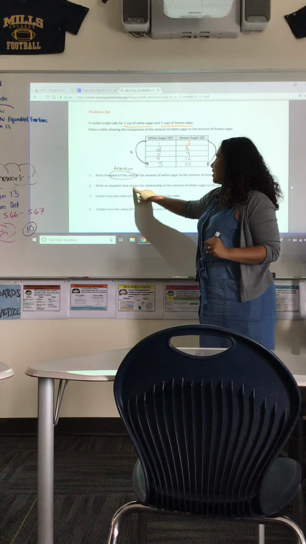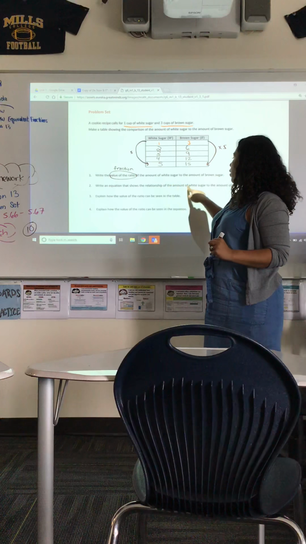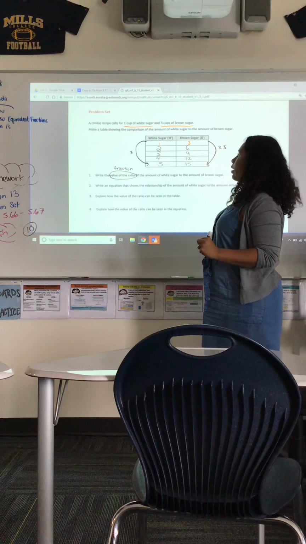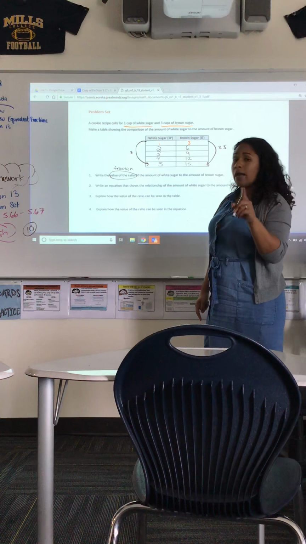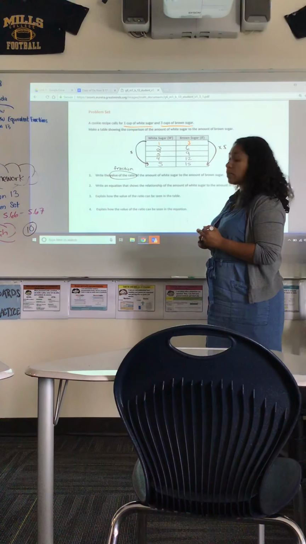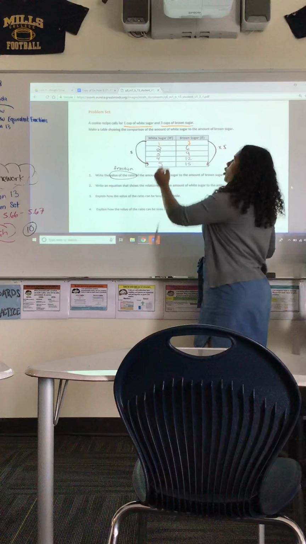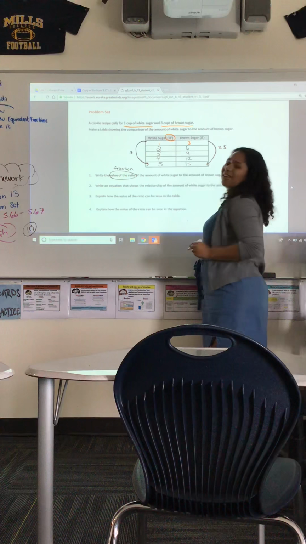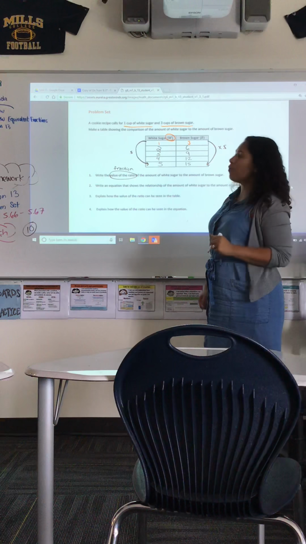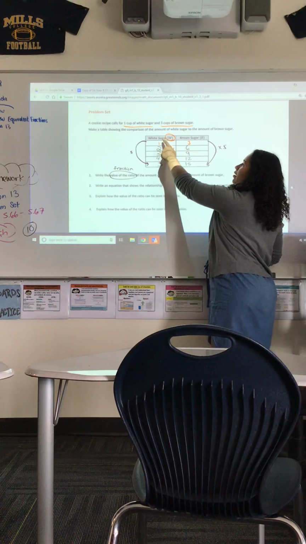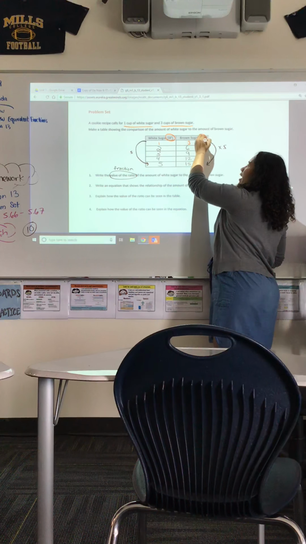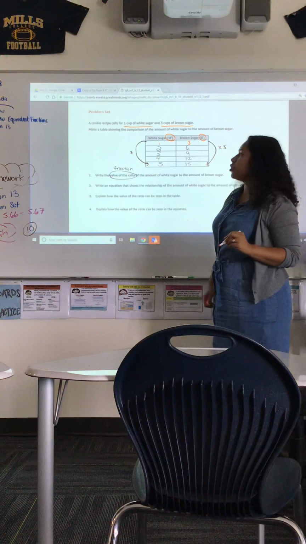Write an equation that shows the relationship of the amount of white sugar to the amount of brown sugar. I'm going to help you out with this one a little bit. I'm going to give you some hints. So my first hint to you is you're going to use this W in your equation for white sugar. And you're going to use this B in that equation for brown sugar.